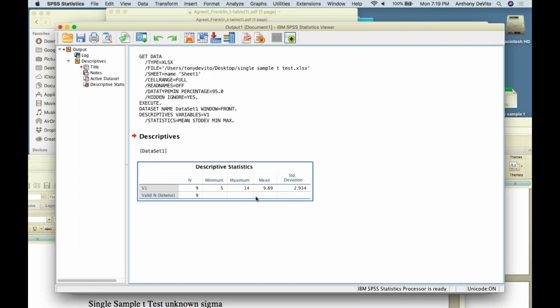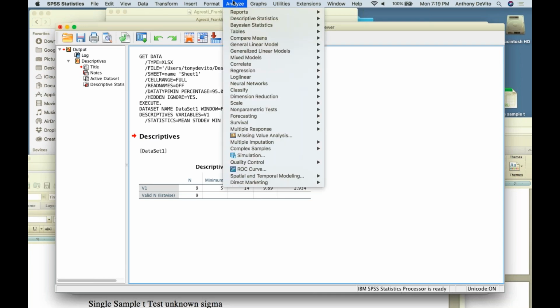Our sample size is 9. You see that there. Now I'm going to tell SPSS I want to do a hypothesis test on this. My null hypothesis is that the two means are equal. My alternative hypothesis is that the two means are unequal. I know one mean is equal to 8. My sample suggests my other mean is a different value.